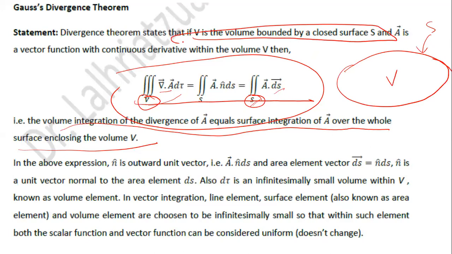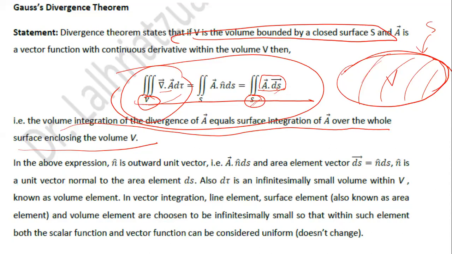So here on the right hand side, you are performing integration of this A dot ds over the surface that encloses the volume V. The left hand side gives you the total outflow or the total inflow of the vector field A, and the right hand side is A dot ds.